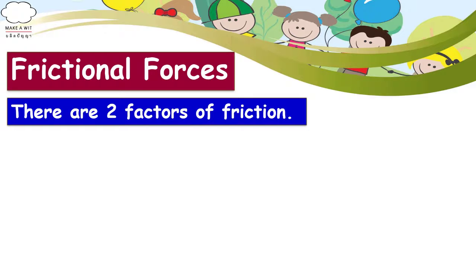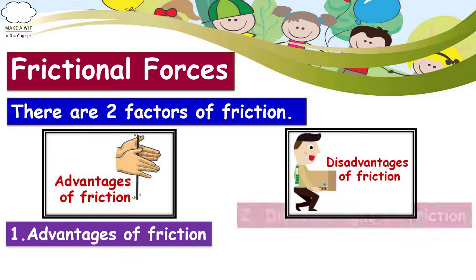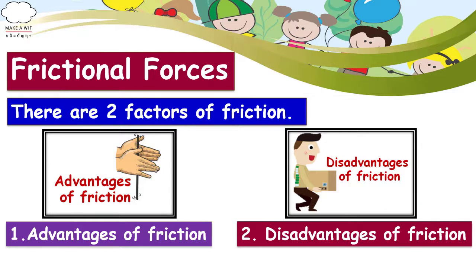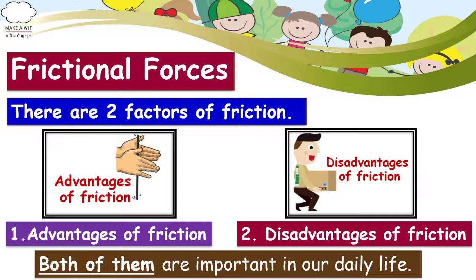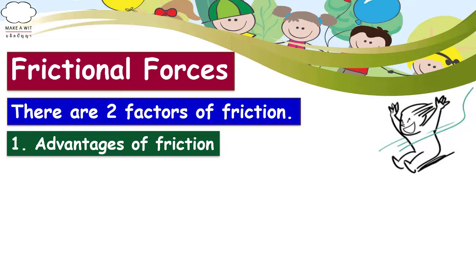Again, there are two factors of friction. Number 1, the advantages of friction. And number 2, disadvantages of friction. Alright, let's start with the advantage. Advantage means it's good, it's useful for your life, so you can take advantage of it. Good and useful, okay.